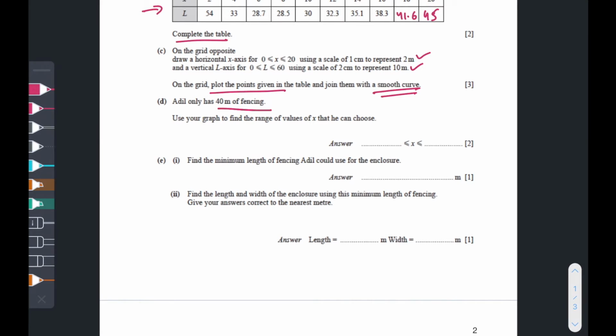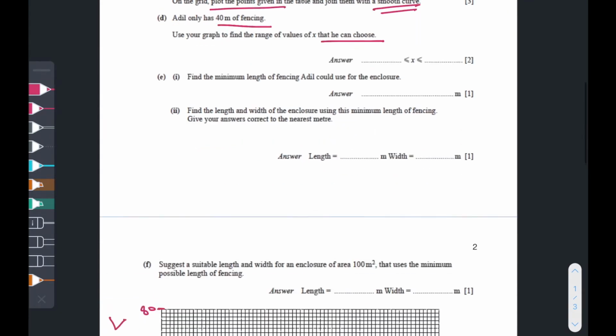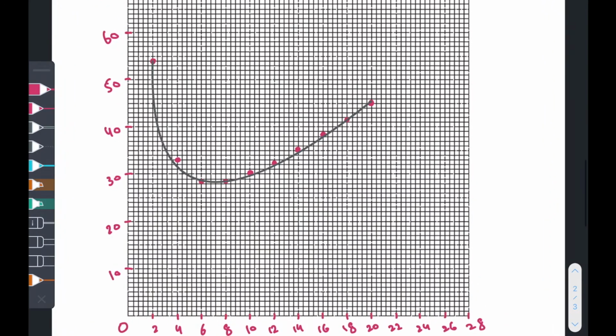Use your graph to find the range of values of x that he can choose. So, in order to find the range of values of x, the amount of fencing that he has is 40 meters. So you go to our graph and you draw a horizontal line at 40.